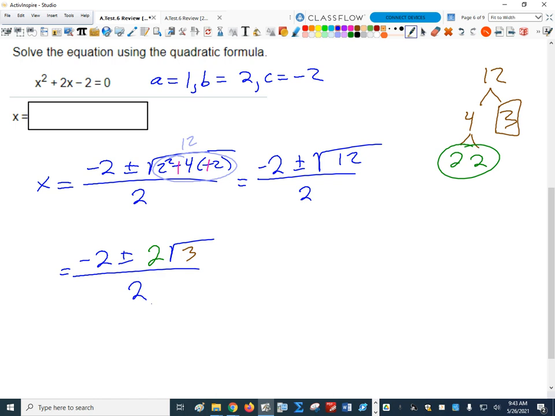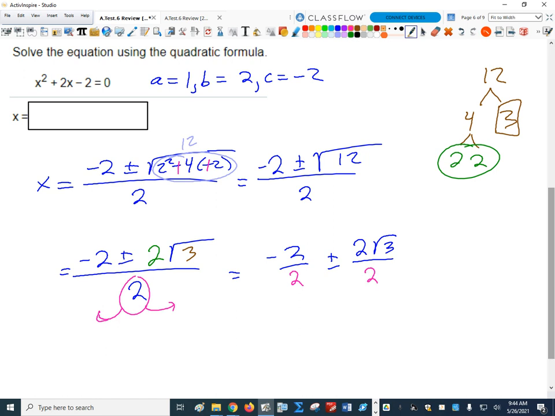Now this time, I can't combine the numbers on the top because one of them is an integer and one has a square root, right? So they're not compatible. They're not like terms. So I'm going to split this denominator up. And we're going to get negative 2 over my common denominator of 2, plus or minus 2 times the square root of 3 divided by my common denominator of 2. Everybody get that?